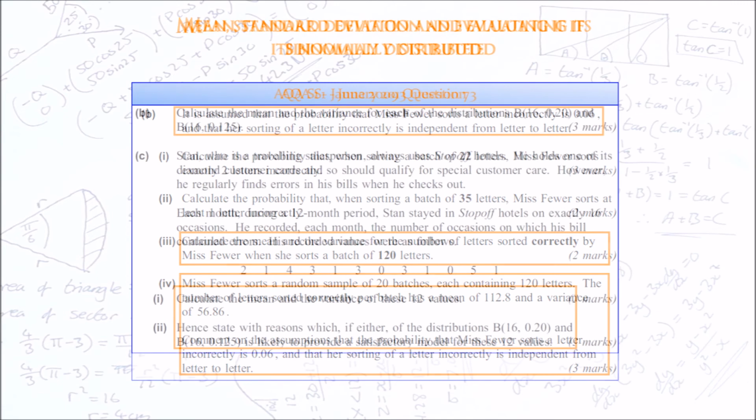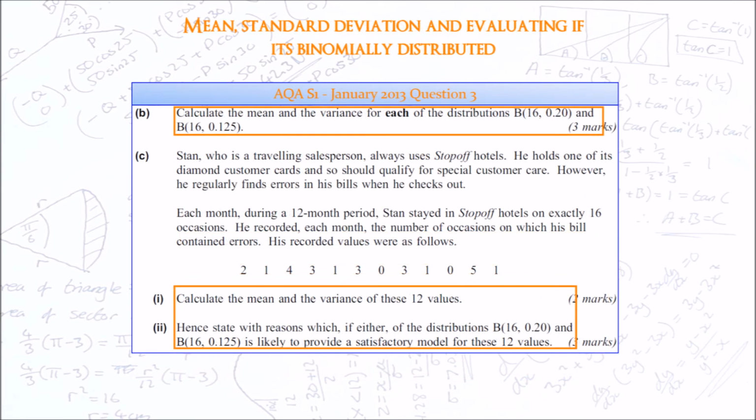If we have a quick look at another one, same sort of idea, and a lot of the binomial questions take this idea. They get you to calculate the mean and variance of something being binomially distributed. That's in part B. And then in part C, it's introducing some sample. And from this sample, it wants you to calculate the mean and the variance of this sample. And then it wants you to do a comparison.